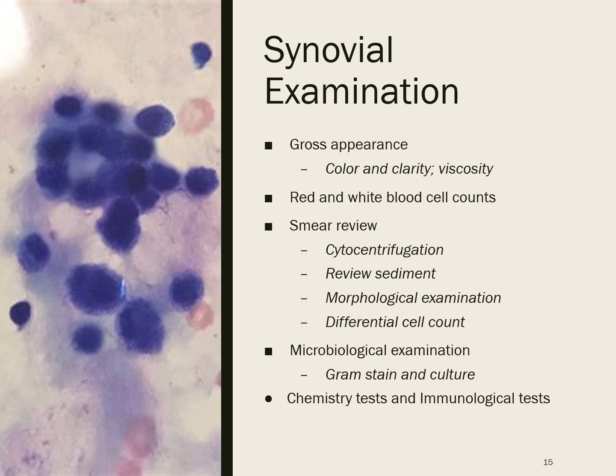Again, we're looking for color and clarity and the viscosity. You're looking for red blood cells, white blood cells, doing a count on those. And then you're also going to look at it under the microscope to figure out what cells are present and if there's anything abnormal. You would do a gram stain and a culture potentially, and you could potentially do some chemistry type tests.